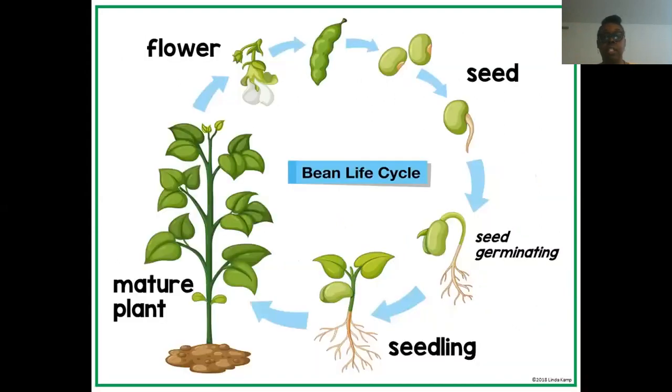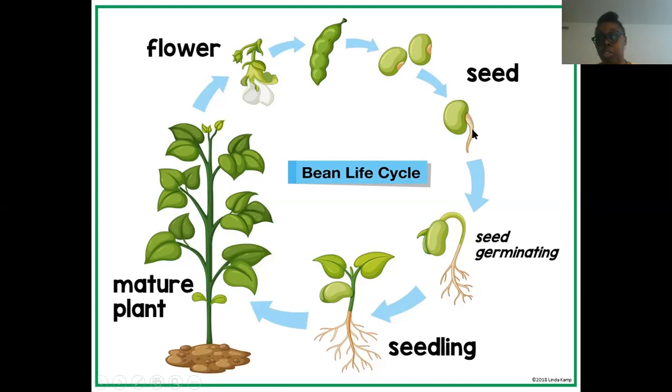So if we look here, this is the life cycle of a bean. And if you have some beans at home, I want you to ask mom or dad to give you at least 3 beans. We're going to do some things with those on Friday. If you look at the life cycle, can you see my white arrow? It starts with the seed. See my arrow under the word seed? Okay, here are the seeds.